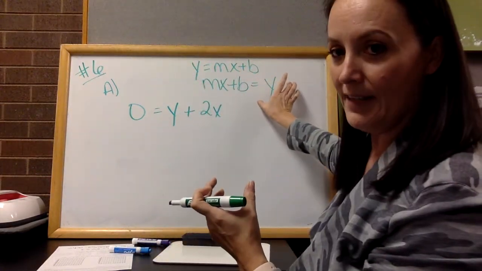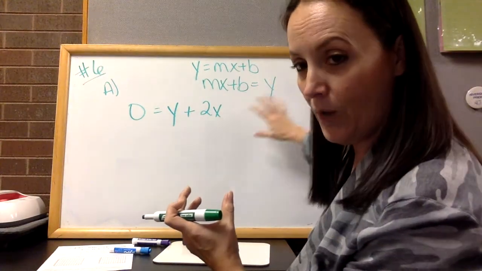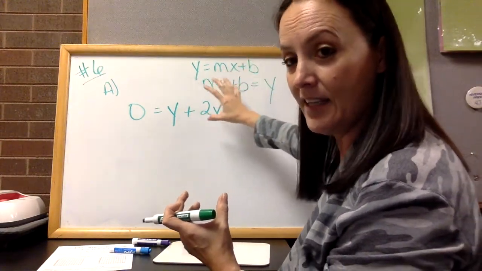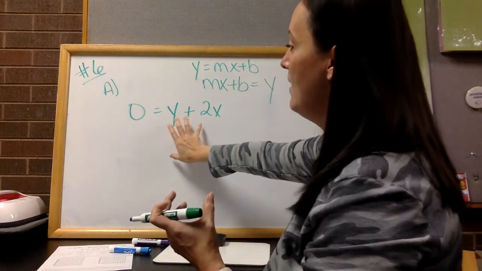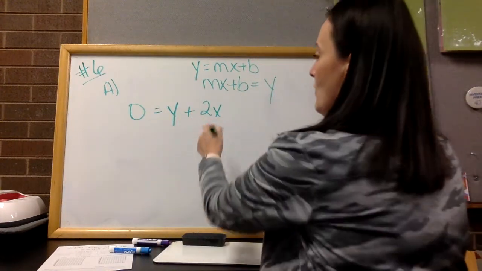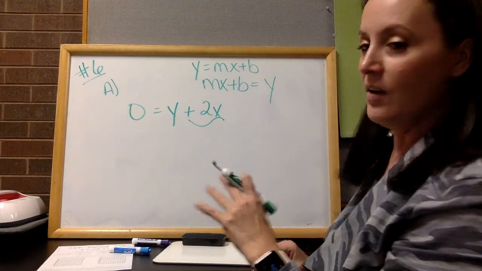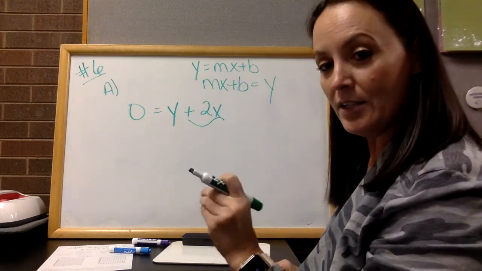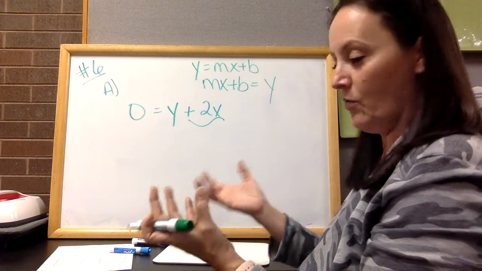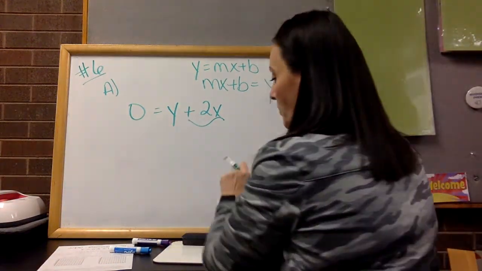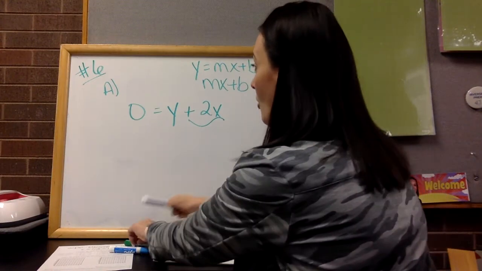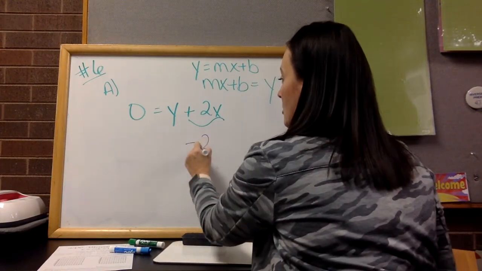We got y all by itself. There's nothing surrounding the y. The y is isolated. It says y equals something. This says 0 equals y plus 2x, so we got this little 2x piece. We don't need that 2x piece. It's with the y, and it's not isolating that y. Since it says plus 2x, I'm going to subtract the 2x.